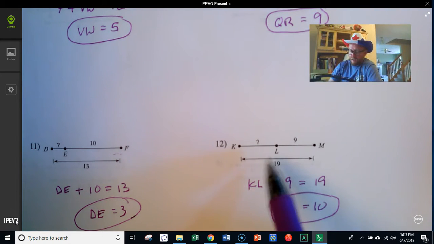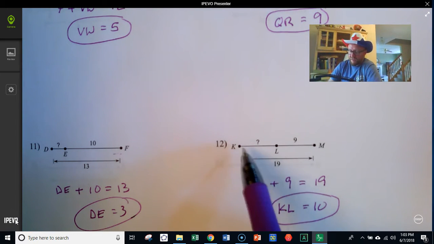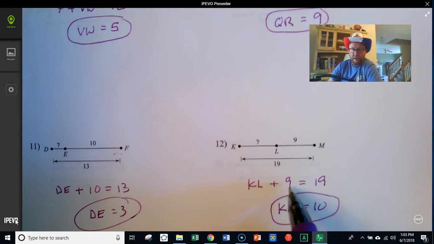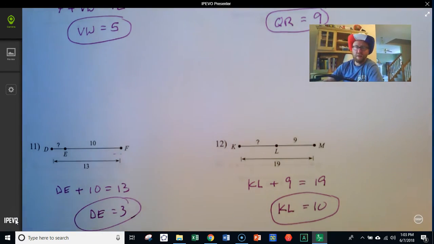So basically, you're just setting up an equation that says that the two parts, KL and LM, which is 9, add up to the whole, and that's KM of 19. Okay? The two parts added up make the whole. And then you just solve that equation. All right, good luck.